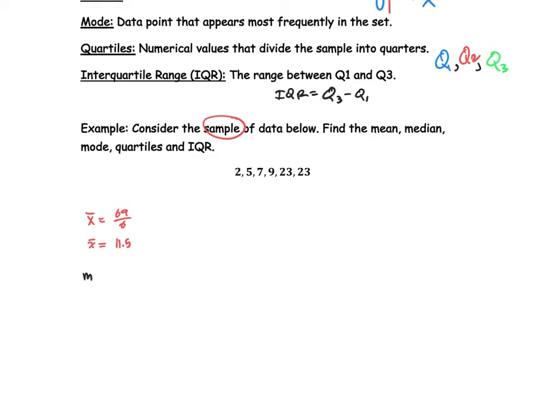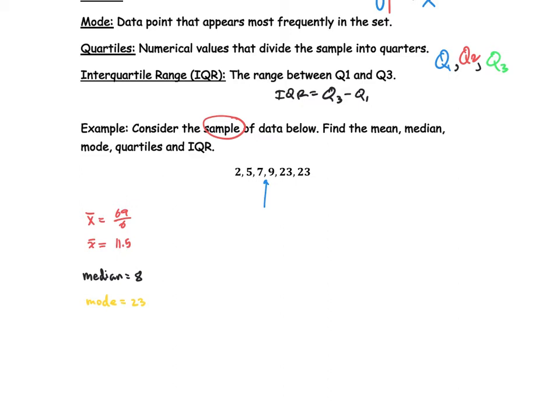Our median, again, there's no symbol for median. So we're going to take the set, and determine how many terms there are. I've got 1, 2, 3, 4, 5, 6. So I'm going to take the third and the fourth terms, and I'm going to average them. So the median will be 7 plus 9 divided by 2, which will be 8. All right, the mode, clearly, we can see based on looking at our terms, will be the term that happens most frequently, which will be 23.